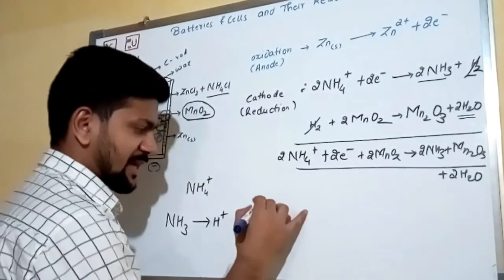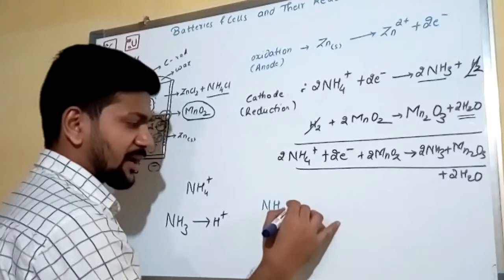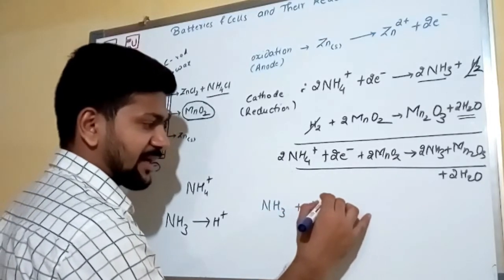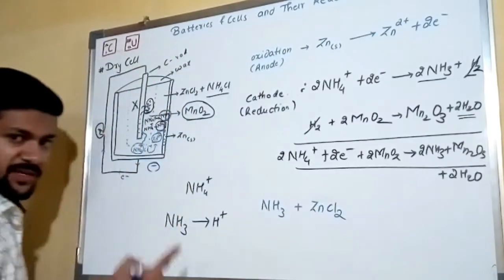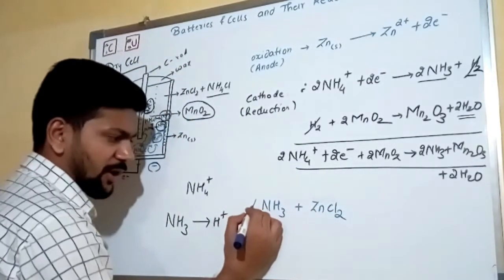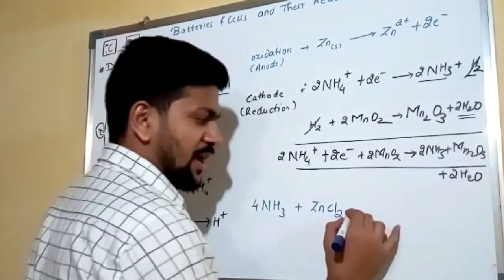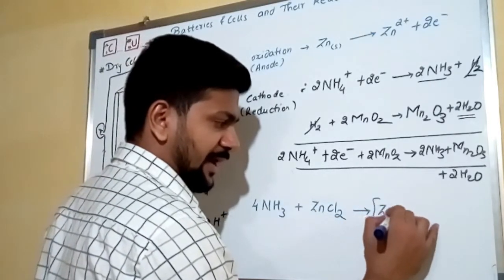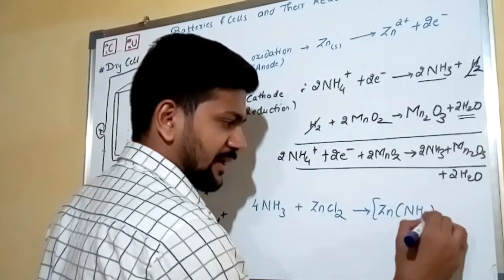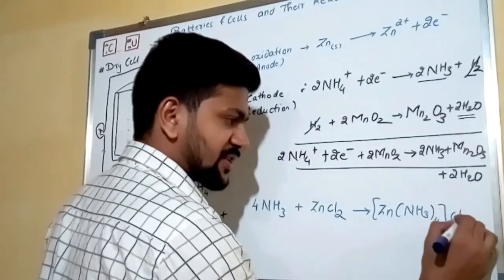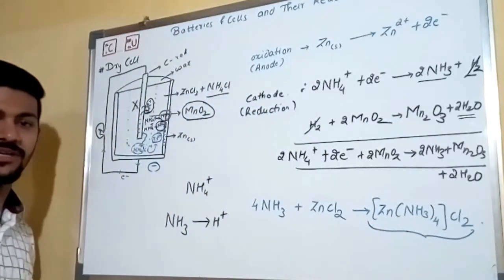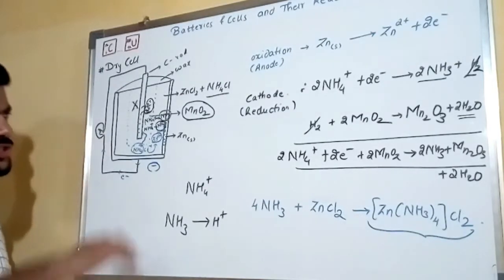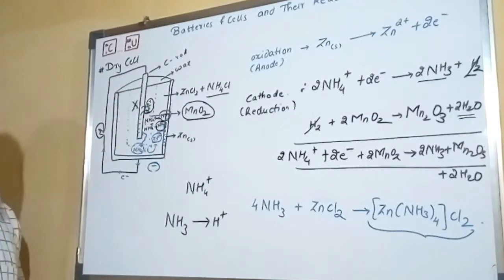This ammonia, that is NH3, will be coming and it will be reacting with Zn2 plus, or I can say it will be reacting with ZnCl2. So 4 ammonia molecules will react with ZnCl2, giving a complex of [Zn(NH3)4]Cl2. I hope you are familiar with this. This is taught in coordination chemistry. It's a complex compound. So this is all about the working and construction of your dry cell.